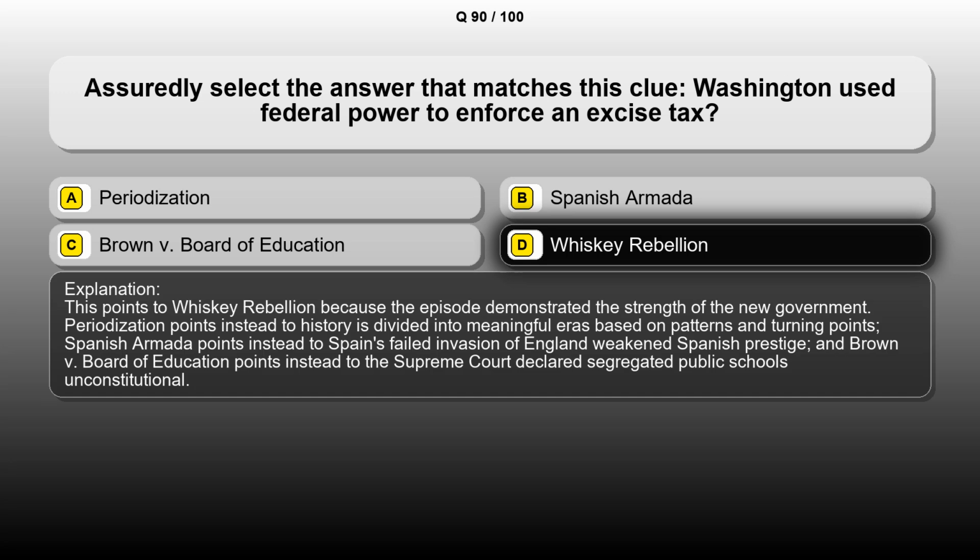This points to Whiskey Rebellion because the episode demonstrated the strength of the new government. Periodization points instead to history being divided into meaningful eras based on patterns and turning points. Spanish Armada points instead to Spain's failed invasion of England, which weakened Spanish prestige, and Brown v. Board of Education points instead to the Supreme Court declaring segregated public schools unconstitutional.